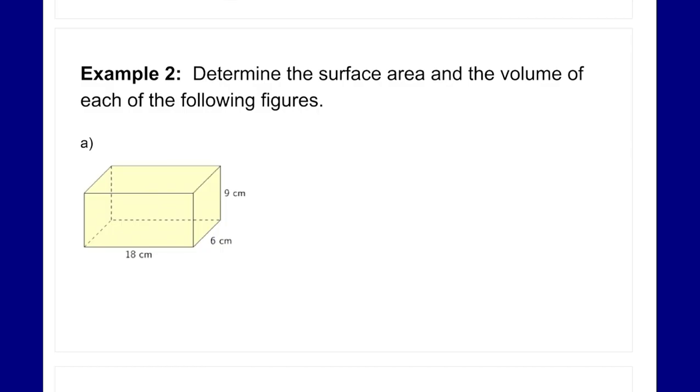So for the surface area, it was 2 times, and then in brackets, the width times the height, plus the length times the width, plus the length times the height.